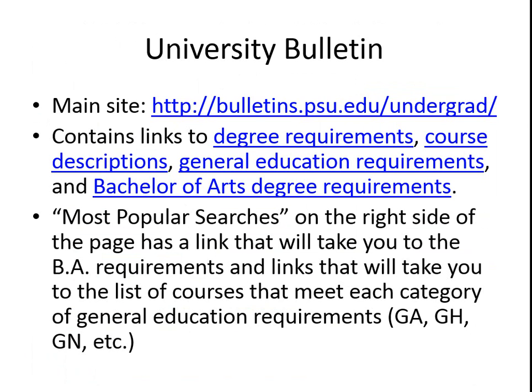The Penn State website includes all the information that you need to complete your plan. The University Bulletin allows you to look up degree requirements, course descriptions, general education requirements, and Bachelor of Arts degree requirements. On the right side of each University Bulletin page, there are links to the Bachelor of Arts degree requirements and each category of the general education requirements, as well as a lookup for individual course descriptions.